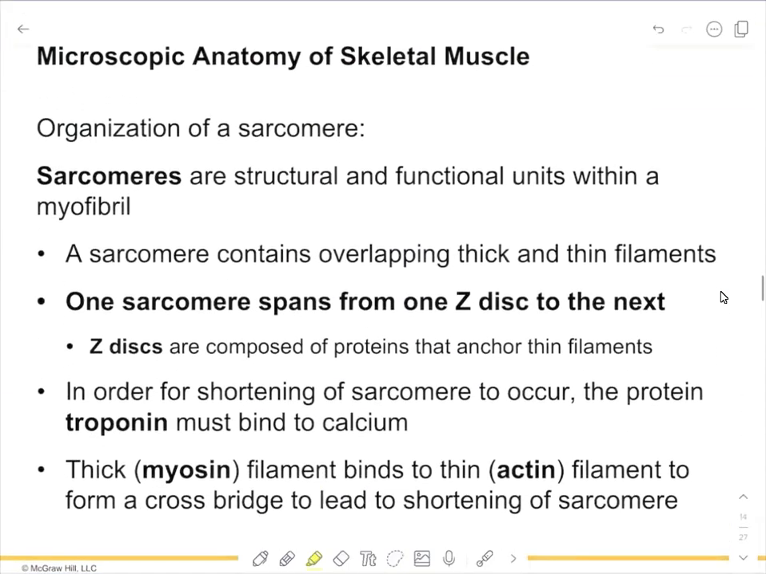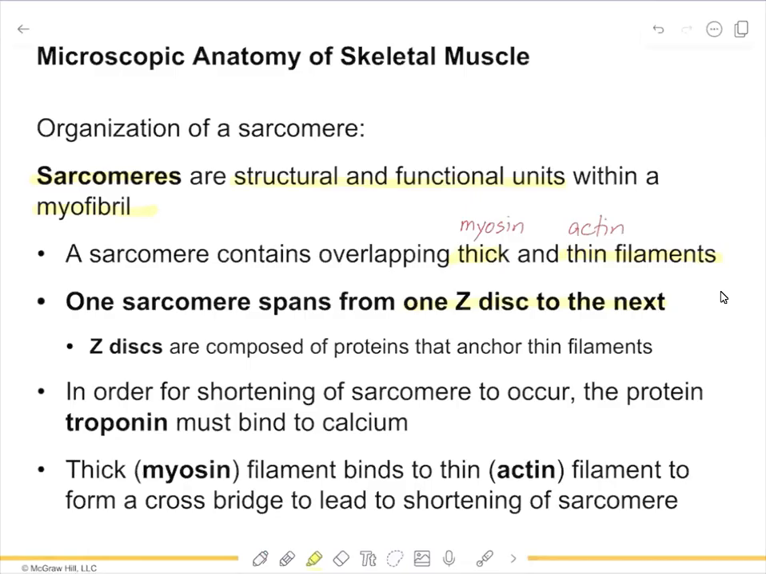So as I mentioned, the sarcomere is the structural and functional unit within a myofibril. A sarcomere is going to be made up of overlapping thick and thin filaments. And again, it's important for you to remember that the thick is the myosin protein and the thin is the actin protein. So one sarcomere is going to span from one Z disc to the next Z disc.